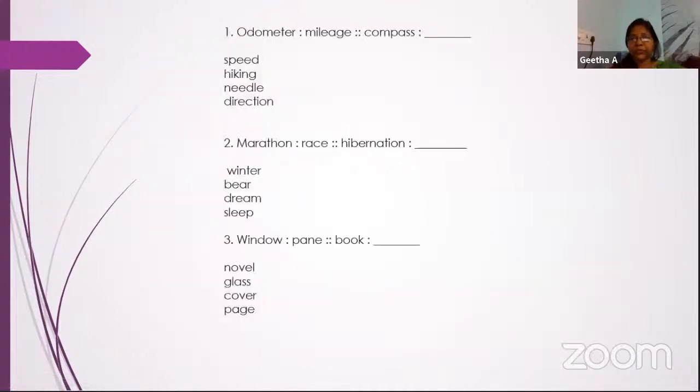So as I told you earlier, it may also be like this. Odometer, mileage is given, and the next set of words is compass, and you will have to find out the relationship. It's speed, hiking, needle, and direction. Okay. So all of you are saying it's direction. Okay, getting a lot of answers. Very good.